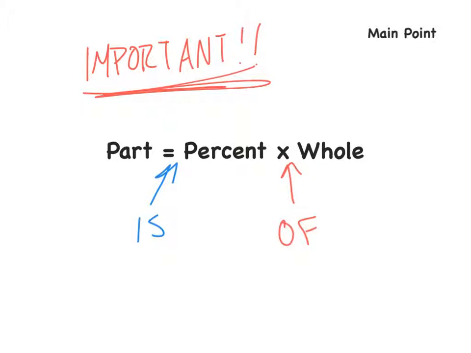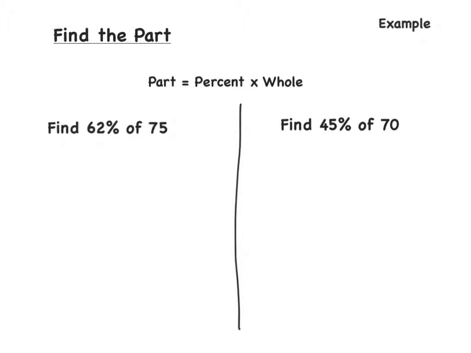When you start seeing different word problems, remember the word "is" means equal to, and the word "of" deals with multiplication. So part is equal to percent times whole. That is the percent equation. So in these examples, we're going to be trying to solve the three things. We're going to solve for the part, we're going to solve for the percent, and we're going to solve for the whole. In this example, we're going to be solving for the part.